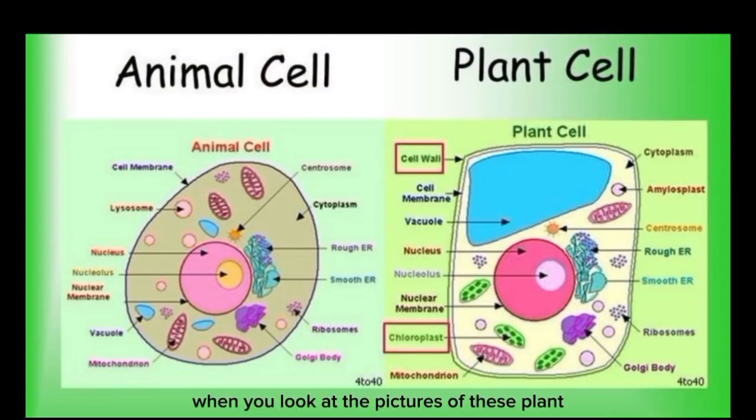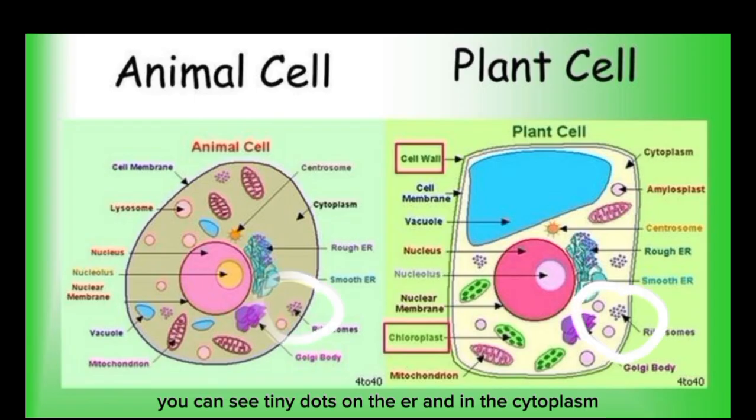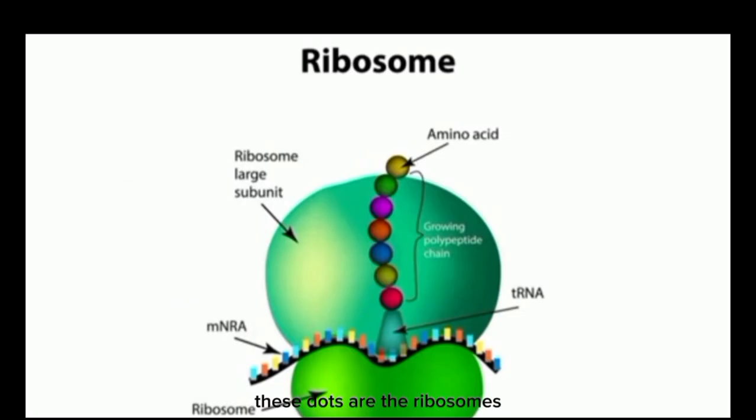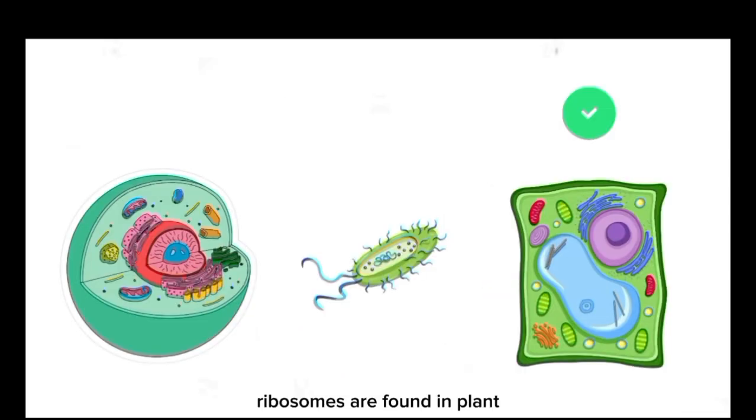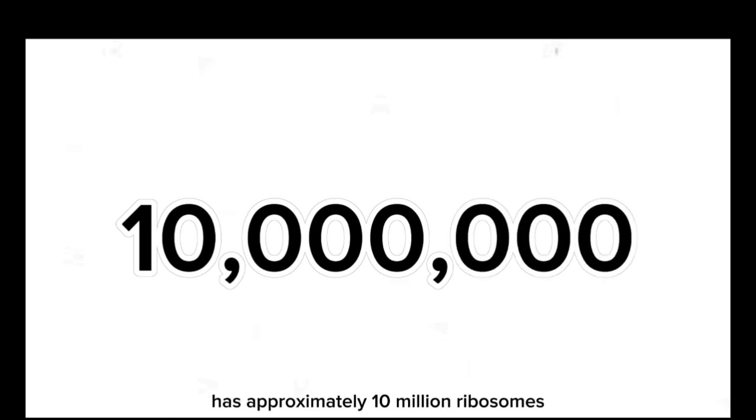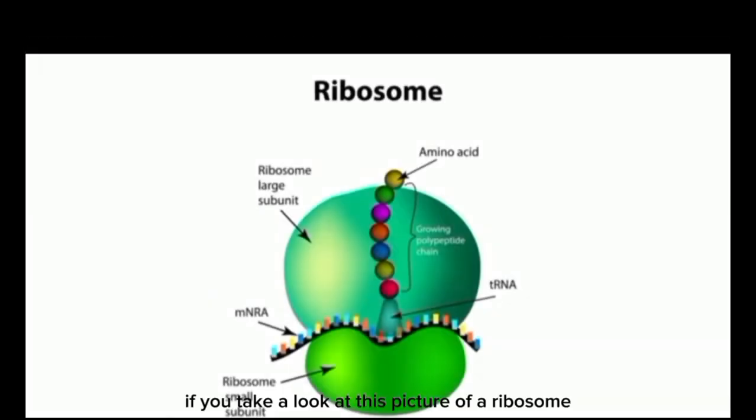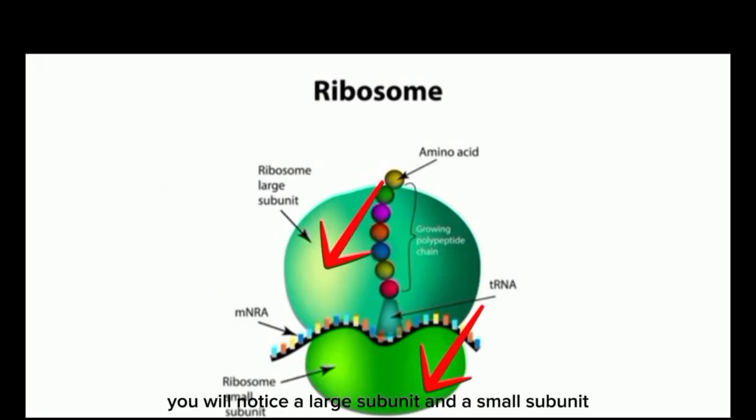When you look at the pictures of these plant and animal cells, you can see tiny dots on the ER and in the cytoplasm. These dots are the ribosomes, but why are they important to the cell? Ribosomes are small protein factories found in the cell. Ribosomes are found in plant, animal, and bacteria cells. The average eukaryotic cell has approximately 10 million ribosomes. If you take a look at this picture of a ribosome, you will notice a large subunit and small subunit, which both contain protein and RNA.